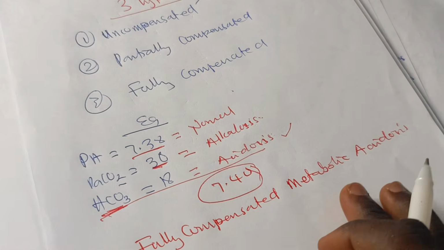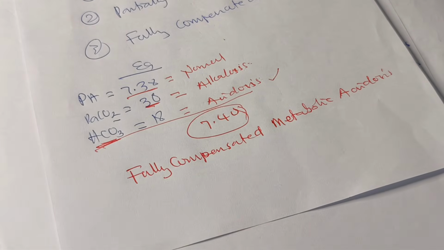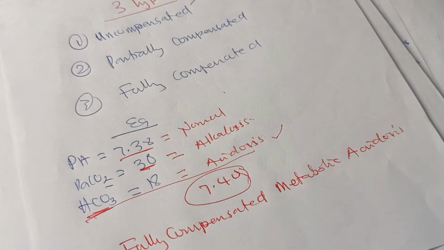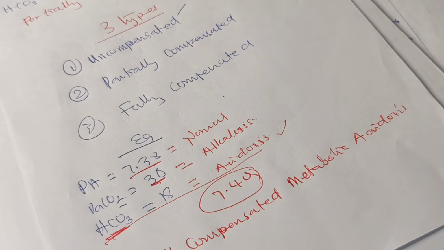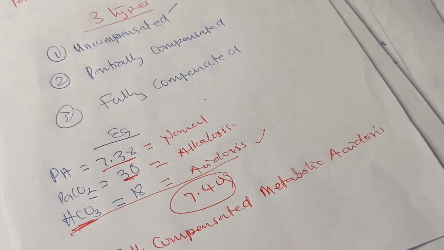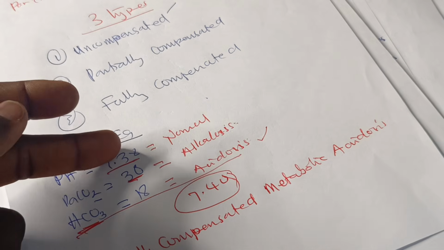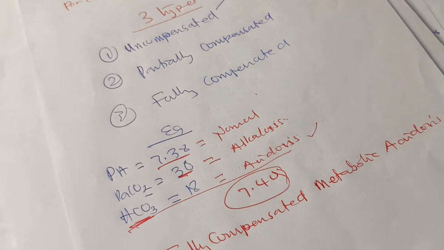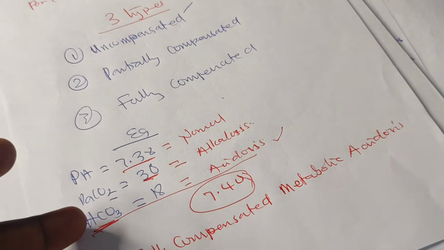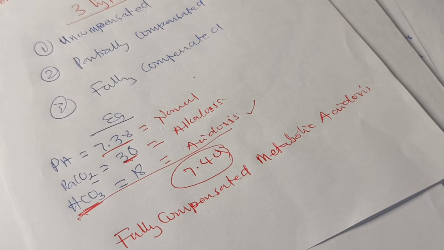I hope you understood up to this point. So this one is an example of what? Fully compensated metabolic acidosis. And I've taught you, if it is fully compensated, how do you know who started the problem? We use the 7.40 and decide where the pH is leaning towards more, and which one it agrees with. So here, in this example, the pH is leaning more towards what? Acidosis. Hence, the one which is acidosis here is the bicarbonate. All right, therefore it is fully compensated metabolic acidosis.